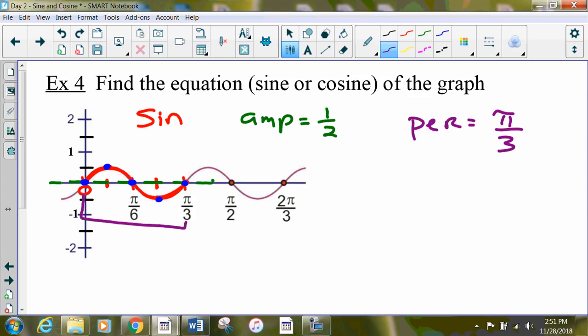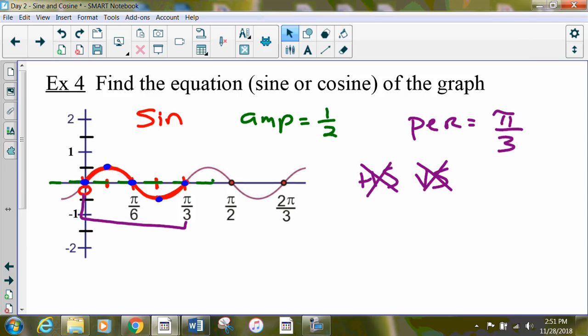Is there a horizontal shift? Do we start anywhere differently than 0? Nope. So there's no horizontal shift. Is there a vertical shift? Was our midline changed from 0? Nope. So there's no vertical shift. And we pretty much have covered everything. Now let's take what we've written down and put it together to come up with the equation of this mystery graph.